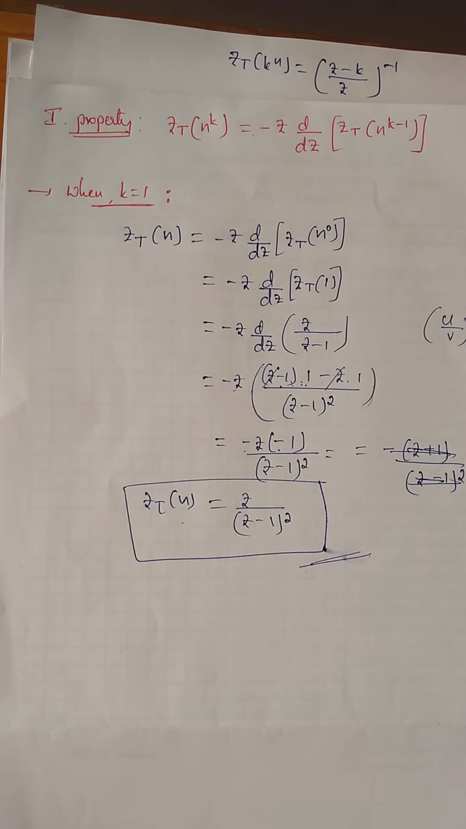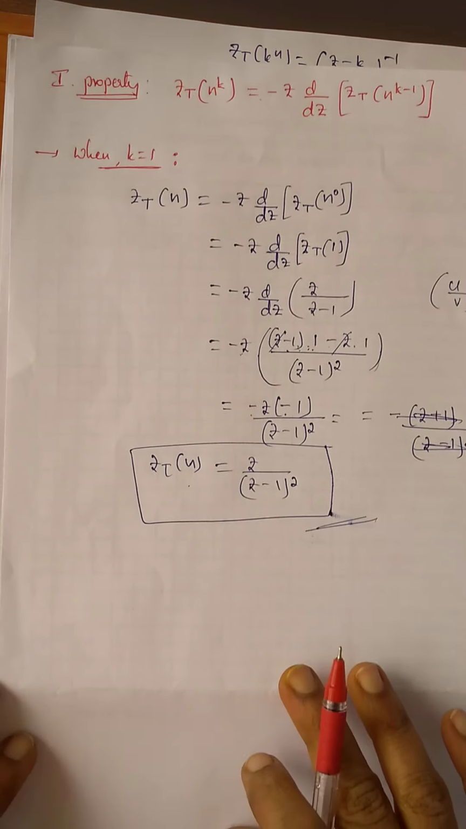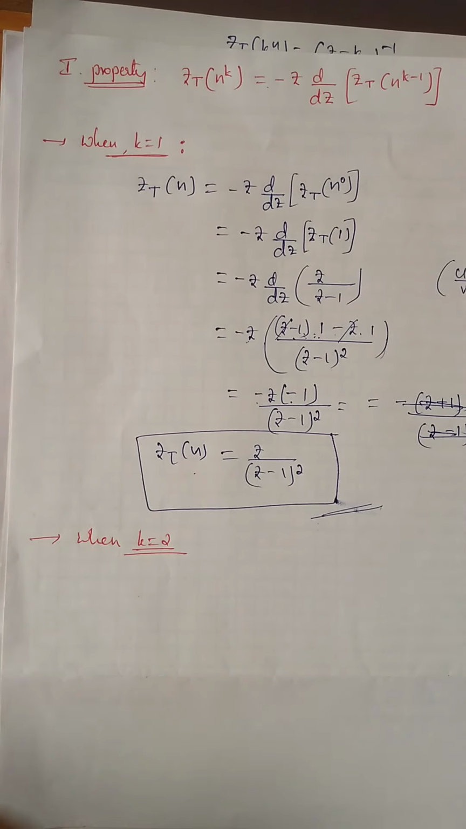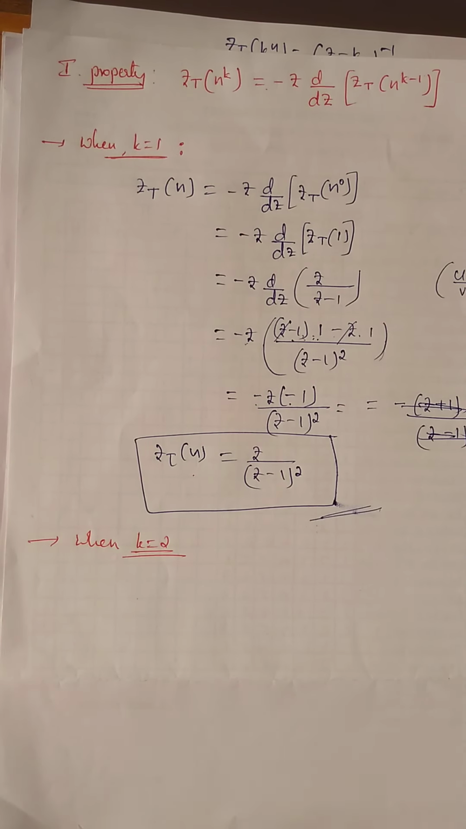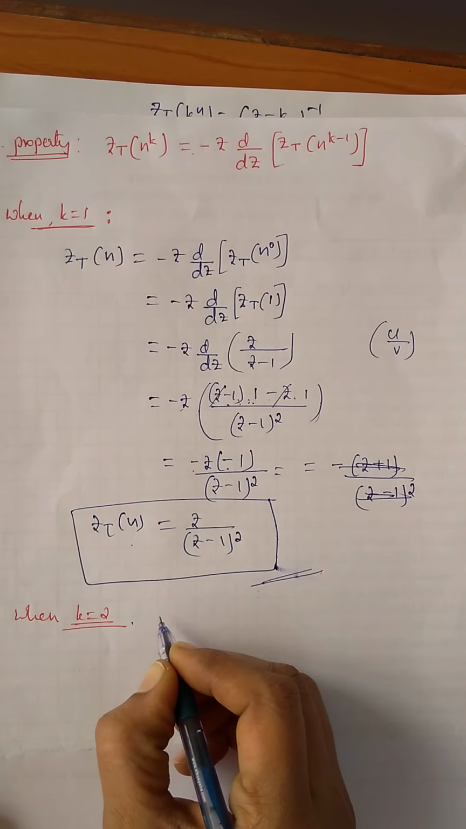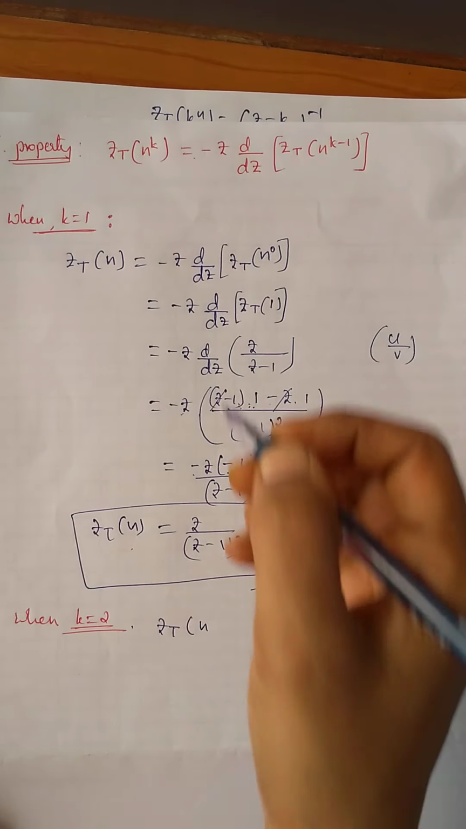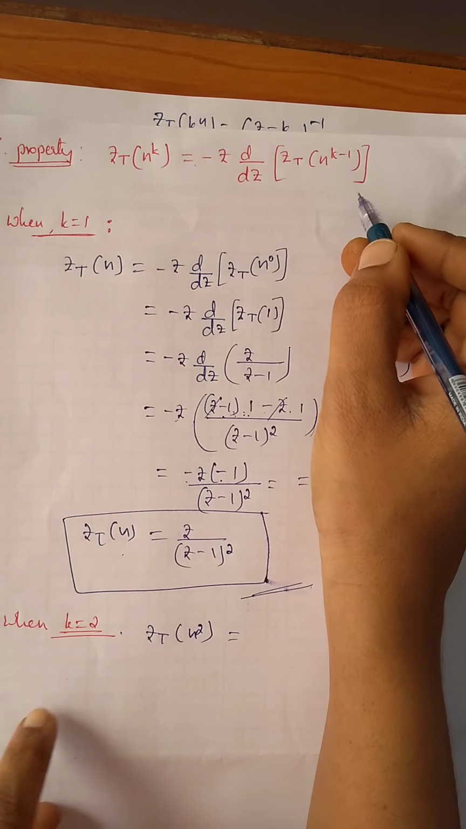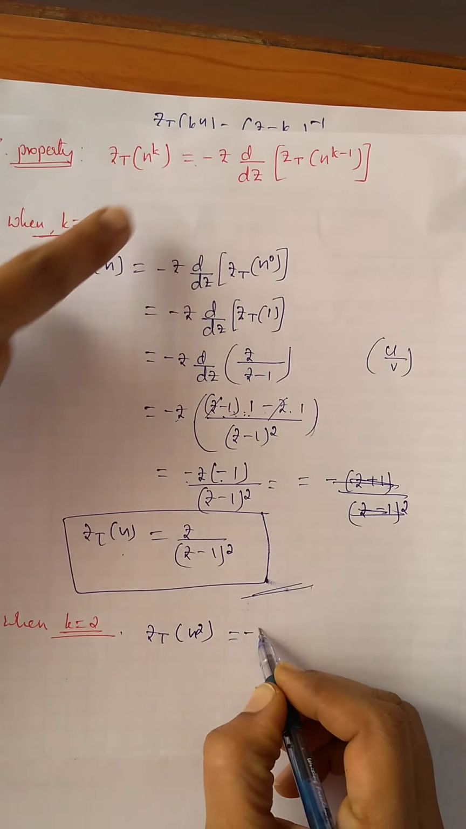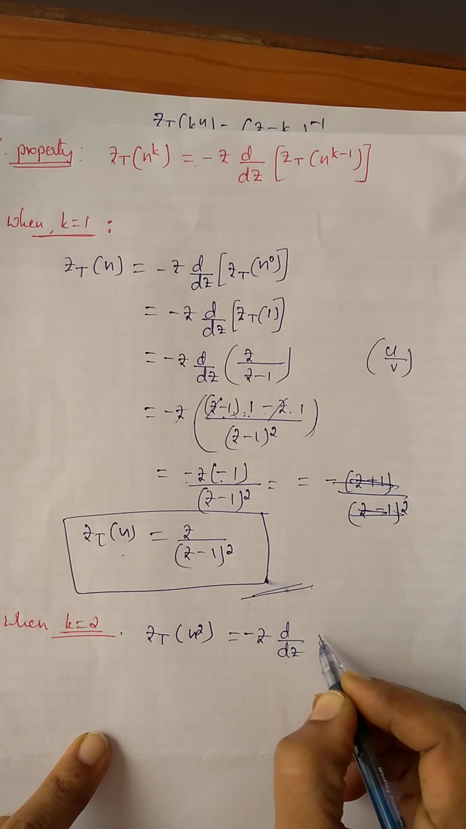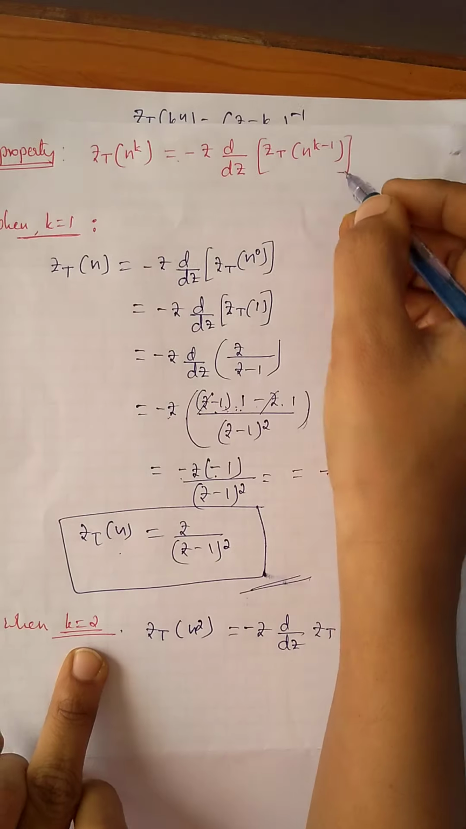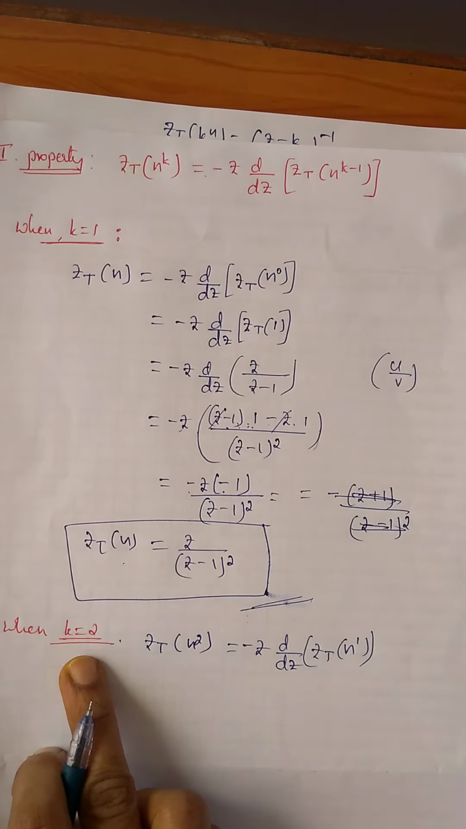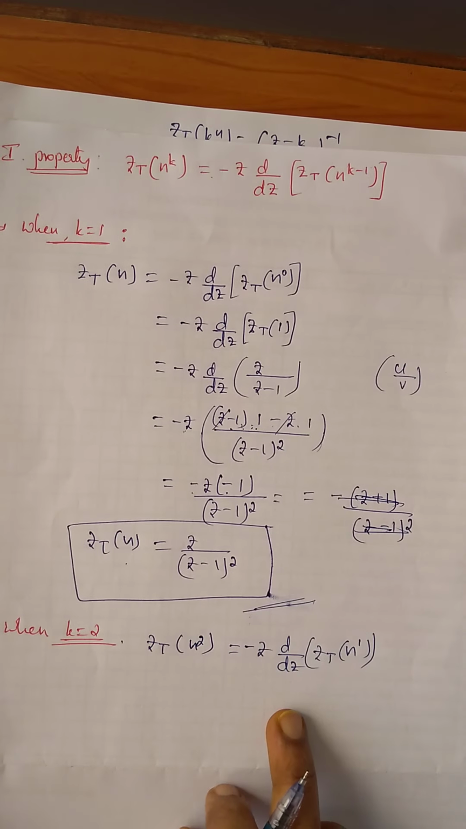So applying the same procedure, we can find out Z transformation of n square also. Next I am going to substitute when k value is 2. If we substitute k value 2 in the above property, the LHS side we will get Z transform of n square, and the RHS side, k is equal to 2, substitute here, we will get minus z d by dz Z transform of n to the power of 2 minus 1, we will get 1. Okay, after substituting k value 2 in the property, RHS side will get this type of term.